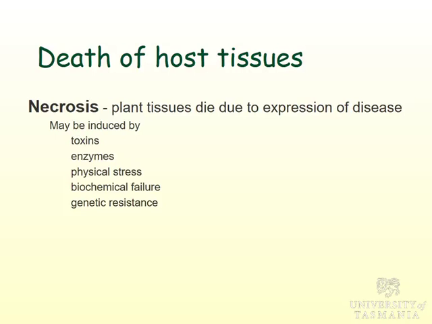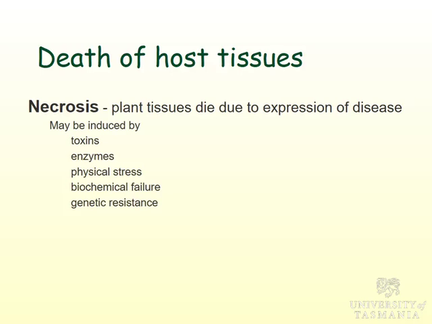I thought I had a picture of stunting, but anyway, obviously stunting is another one where they just don't grow terribly well. Necrosis, death of plant tissues. Again, quite common with a lot of pathogens where they will kill plant cells. So the pathogen's invading the plant, it's interacting with the plant, and leads to cell death.